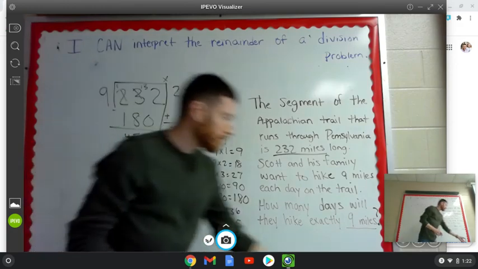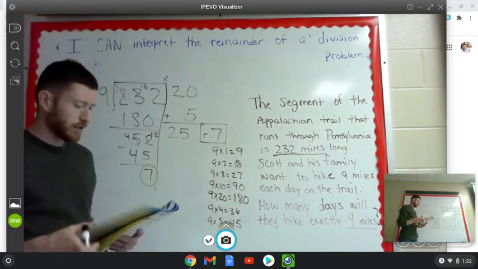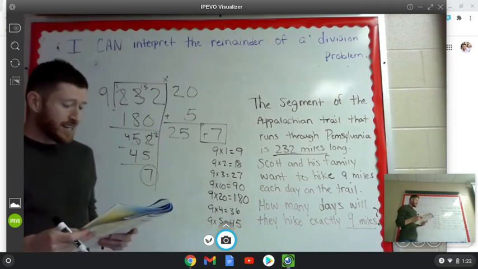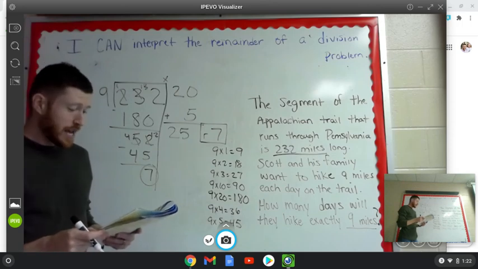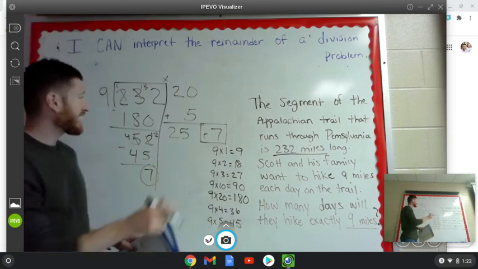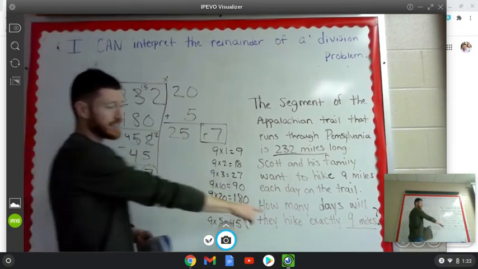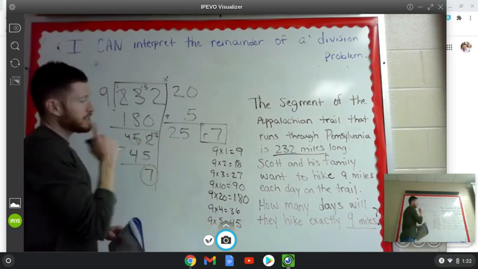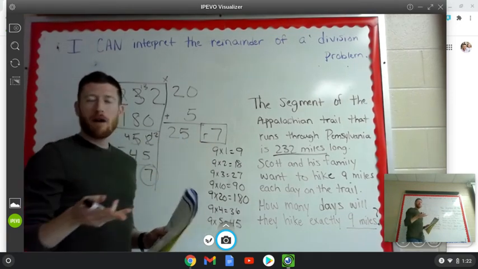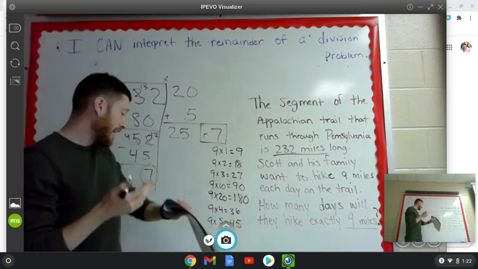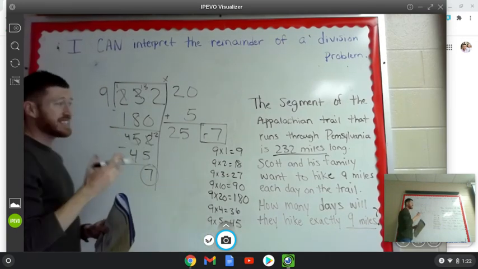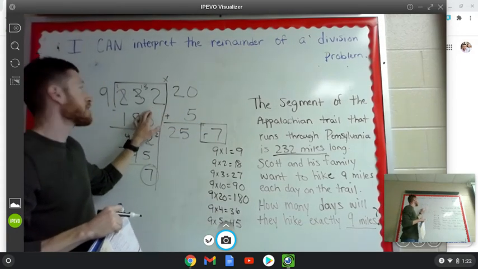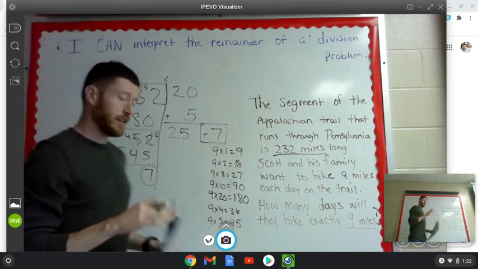Okay. So for this problem, I'm just referring back to the book so that I look at the situation correctly. It is going to take them 25 days to hike exactly 9 miles. So if they want to hike exactly 9 miles every day, it's going to take them 25 days. But the problem is that there's this remainder of 7. So we've got to think about what that means for the problem. Well, if we're dividing out miles, then that's still 7 miles left to go on the 232-mile Appalachian Trail that runs through Pennsylvania. They haven't reached the end of the trail yet, and that would bother me.